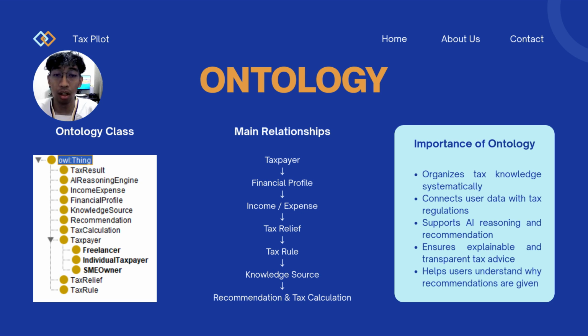This slide summarizes the ontology classes, relationships, and their importance. The main classes include taxpayer, financial profile, income, expense, tax relief, tax rule, knowledge source, recommendation, tax calculation, and tax result. We also have subclasses under taxpayer, which are individual taxpayer, freelancer, and SME owner. The main relationship follows a simple flow: taxpayer to financial profile, then income and expense, followed by tax relief, tax rule, and knowledge source, which finally produces the recommendations and tax calculations.